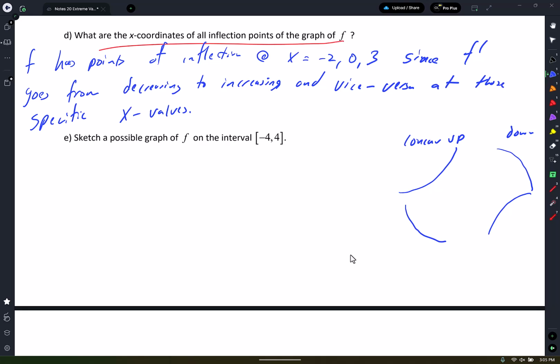Do you guys see that? Okay. Those are the only 4 we have. Concave down, concave up, increasing, decreasing, increasing, decreasing, or vice versa. All right, so here we go.